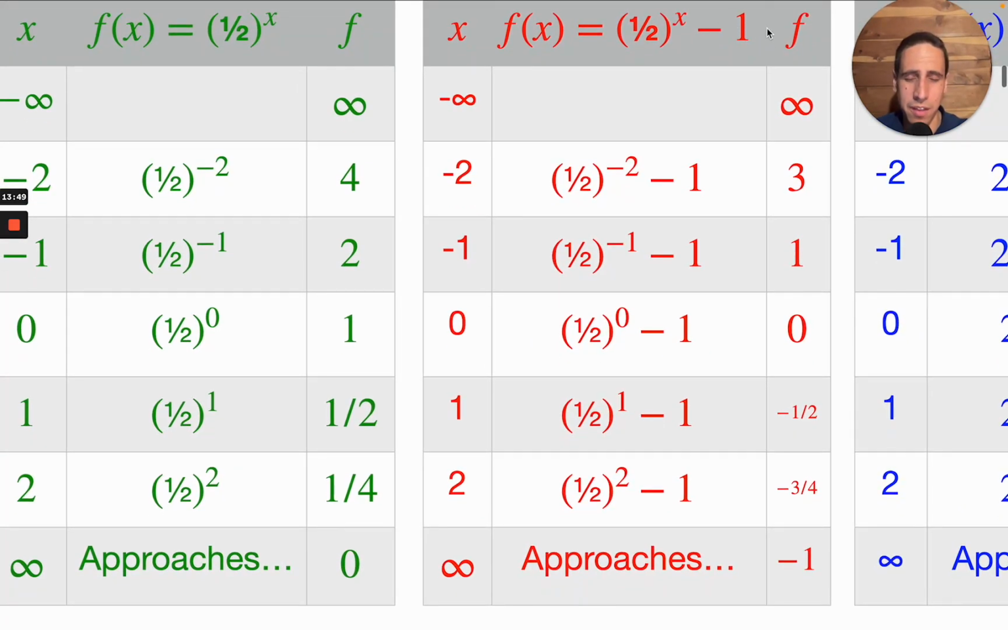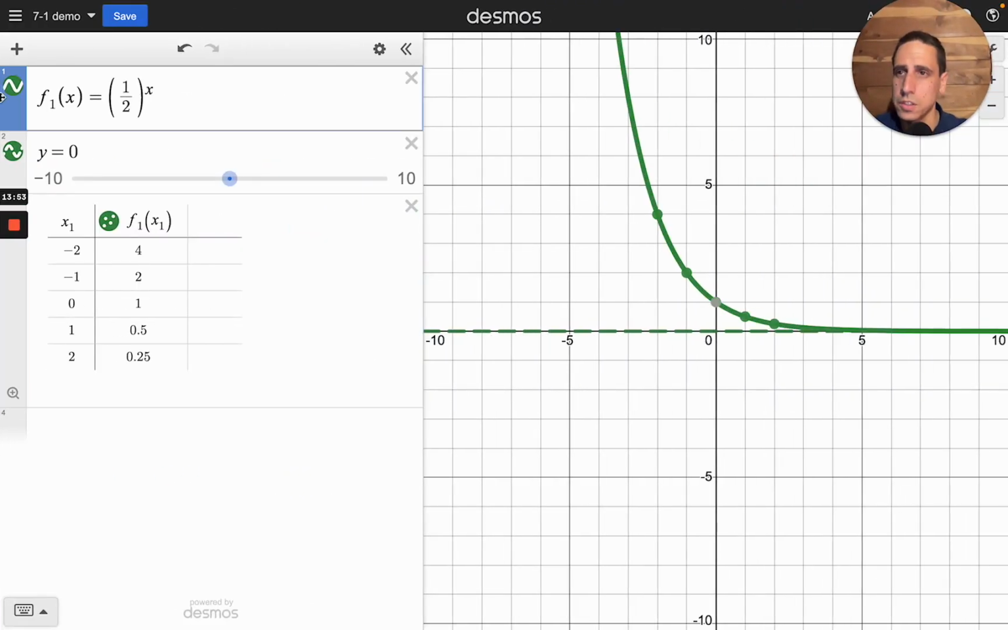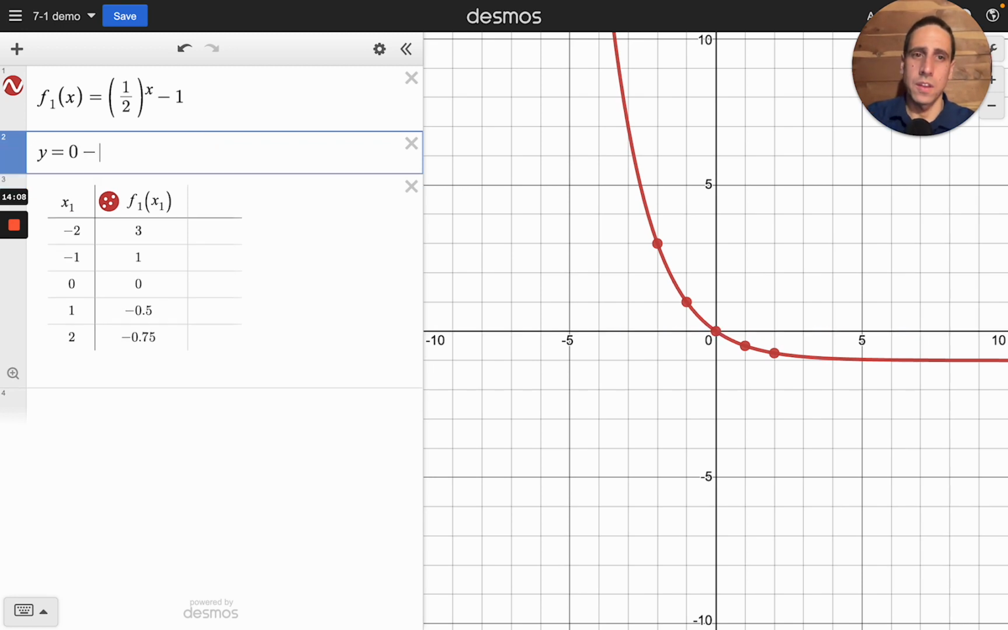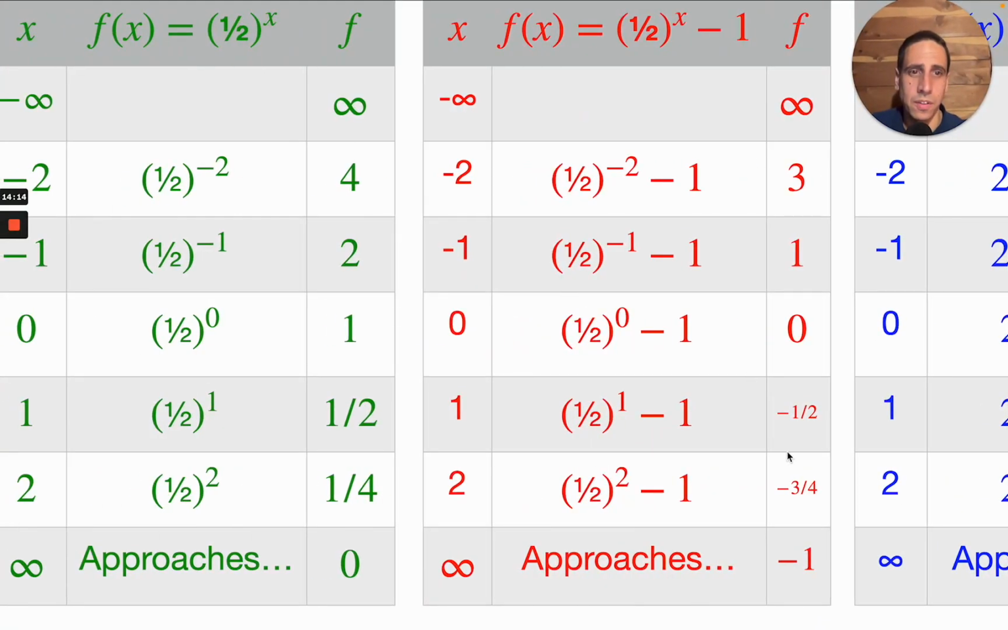This -1 is on the outside, so a vertical shift is -1. Changing it to red. -1. It all gets shifted down. Even the asymptote should get shifted down as well, because it eventually approaches -1. As we can see here, it's going to get closer and closer and closer to -1 and actually approach it but never equal it.